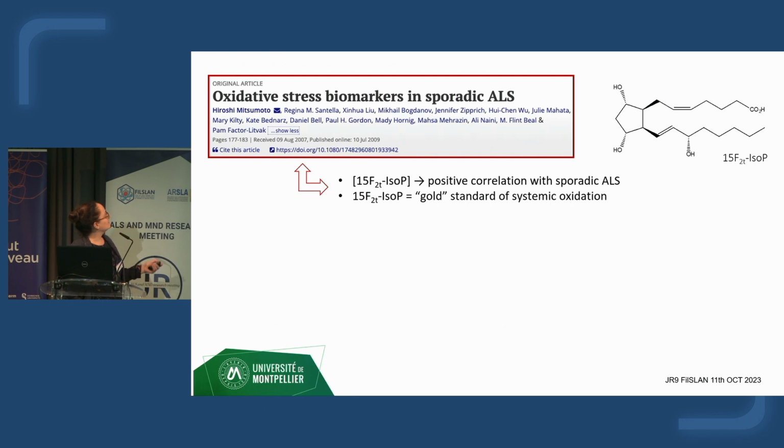And in fact, we've got the first publication from the Mitsumoto team, who showed a positive correlation between sporadic ALS and the amount of 15-F2t-isoP, a compound coming from the oxidation of arachidonic acid. This compound is also a gold standard of systemic oxidation.